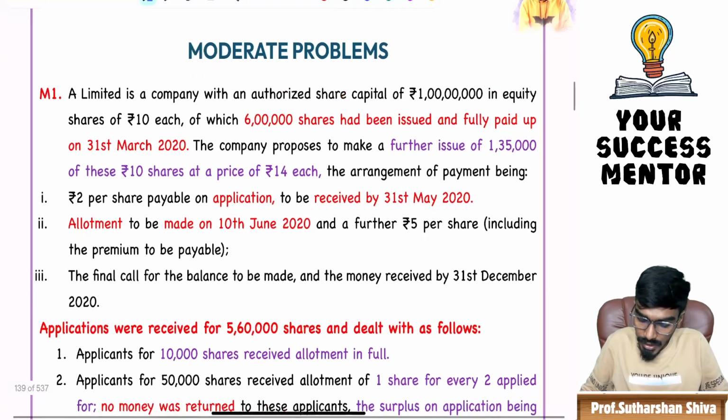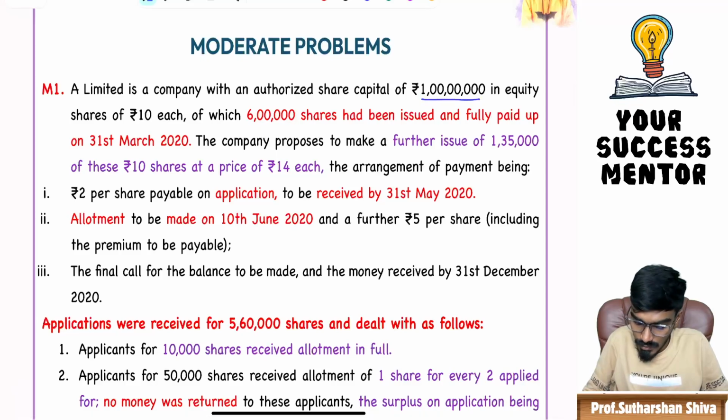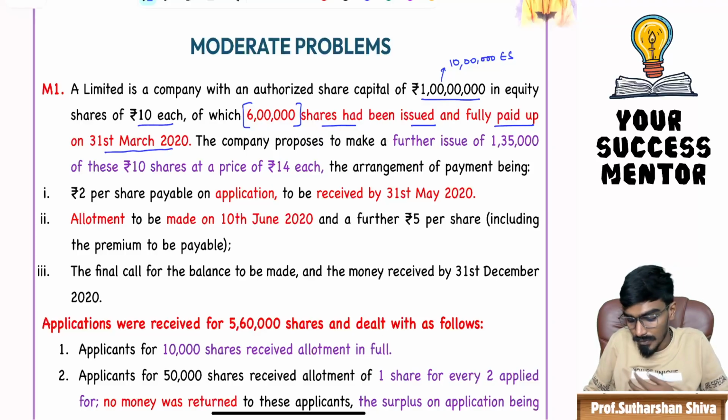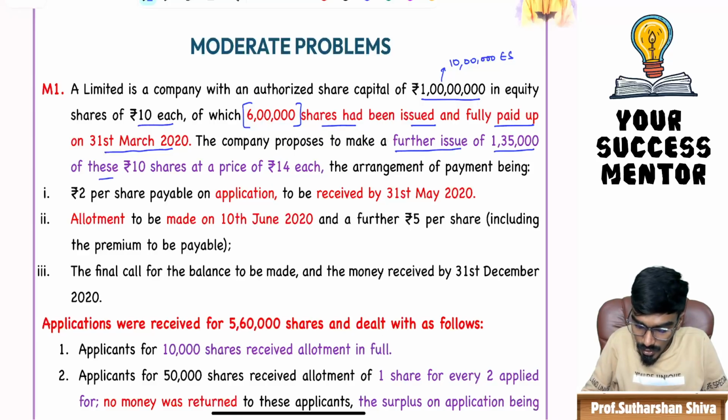M1 is about A Limited, a company with an authorized share capital of 1 crore in equity shares of rupees 10 each. That means in total they have 10 lakh equity shares. Out of these, they have issued 6 lakh shares, fully paid, on 31st March 2020. The company proposes to make a further issue of 1 lakh 35 thousand shares of rupees 10 each at rupees 14 each.